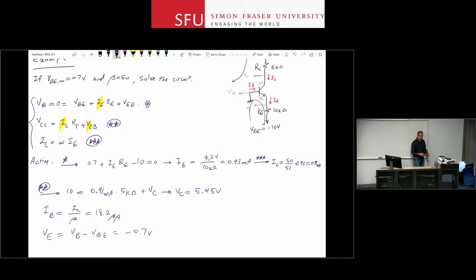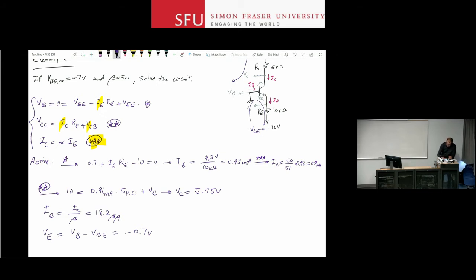Am I done? Well, no, because I made the assumption here when I was using this equation. When I use that expression that relates IC and IE through alpha, I assume the device is in active region. If in fact my assumption is not right, well, I've used the wrong assumption to solve the circuit, and therefore my solution will not be correct. So what I need to do is verify my assumption.